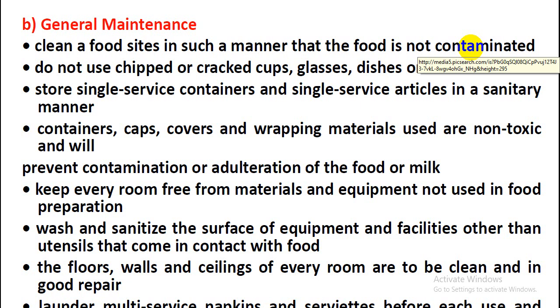Also we have to ensure that during the general maintenance we keep every room free from the materials that should not be used in the food. I have to ensure that these places are just for salad. All the salad stuff should be involved, otherwise I should not put anything on the table. This minimizes the risk of contamination and also the risk of accidental cross contamination during food preparation. I have to ensure that each general maintenance includes washing and sanitizing the surfaces, equipment, and facilities which are in direct contact with the food.